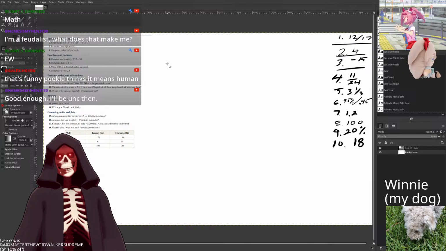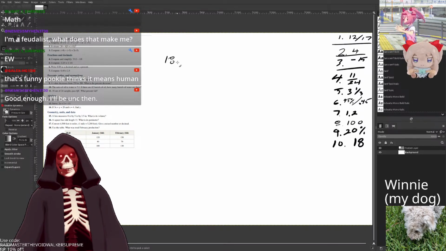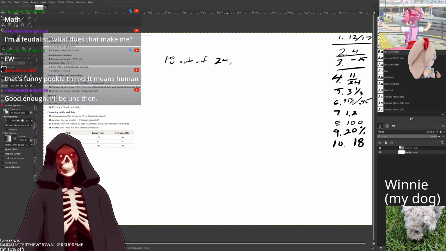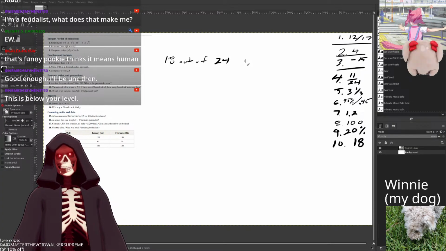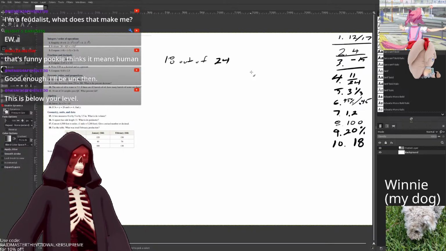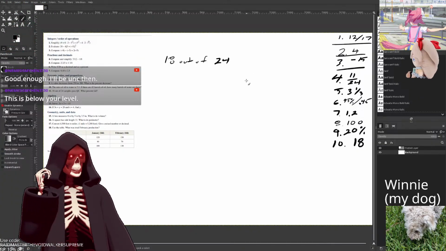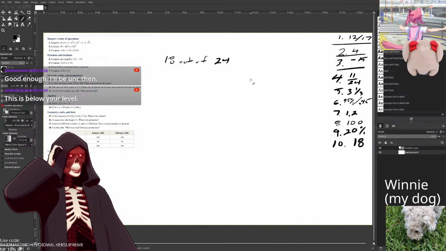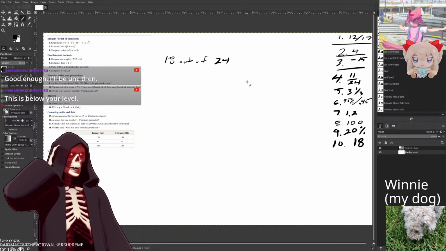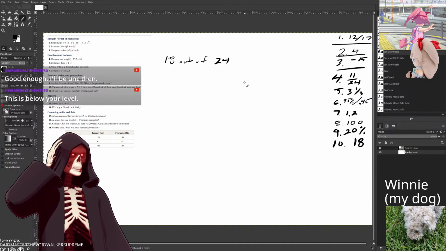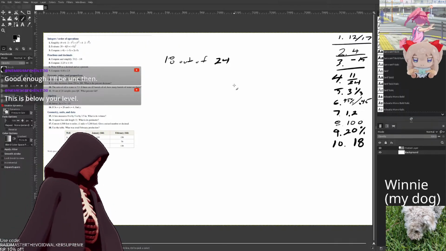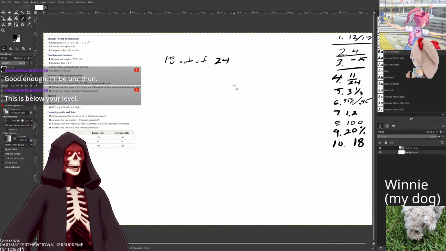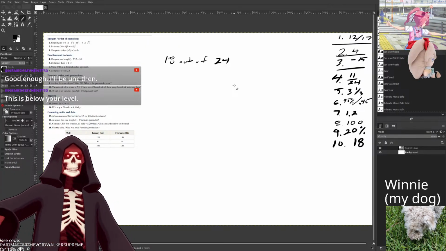So for 11, 18 out of 24 samples pass QC. What percentage fail? Good enough. I'll be Unk then. This is below your level? It is actually below my level. However, it's what is required for my hopefully future job, so I don't want to have to try and do anything more complicated at the moment.